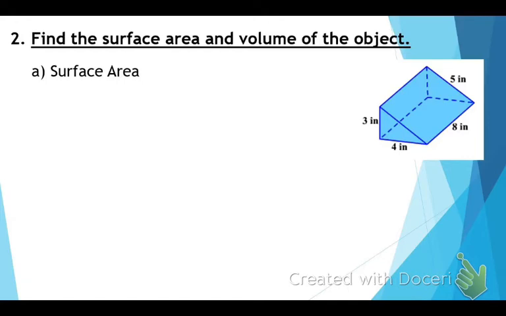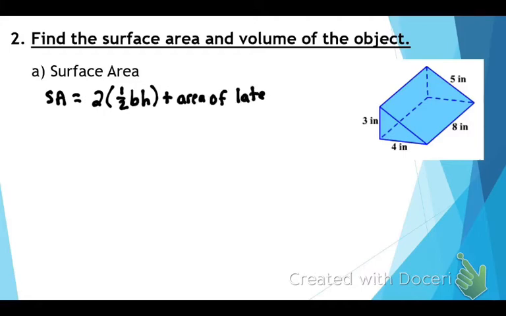So when I'm thinking of this, I like to think of a visual. It's similar to my Toblerone candy bar that I have here. So we are going to start off with writing the formula down. If you look up at the top, you can see that it's 2 times 1/2 times base times height, which makes sense because there are 2 triangles there. Then you have to add the area of the lateral faces.